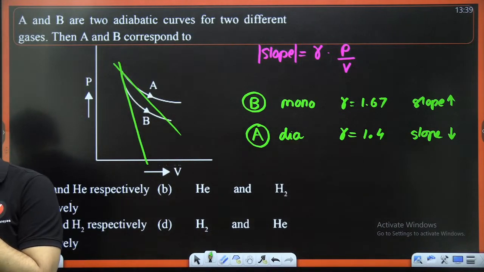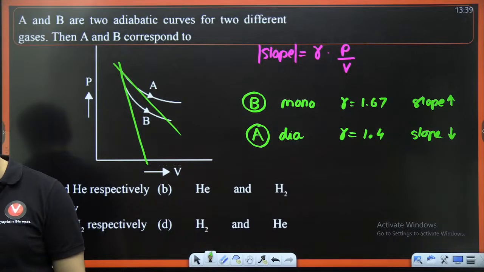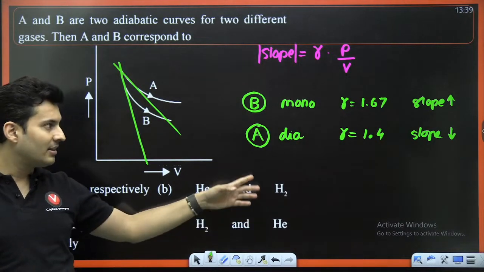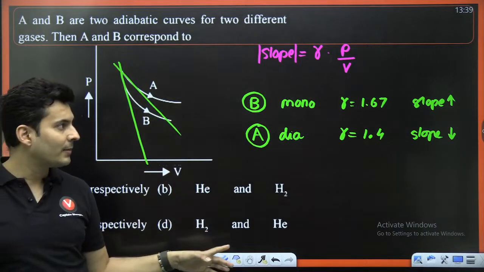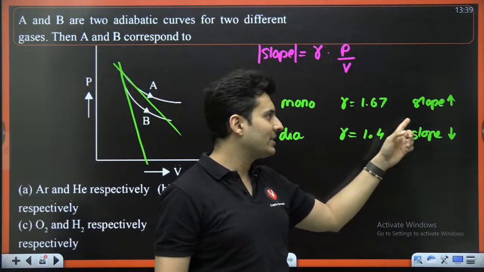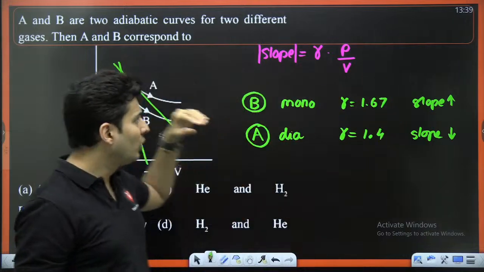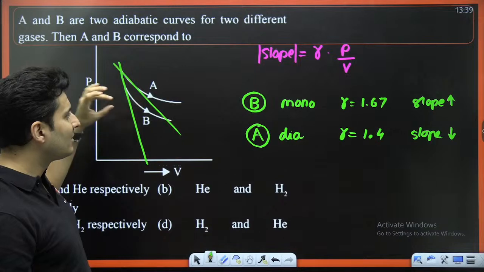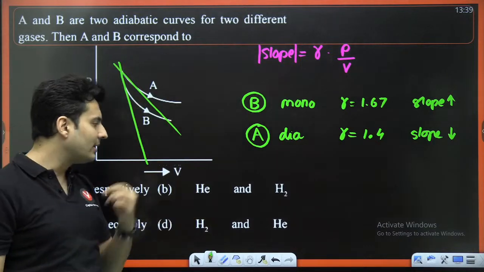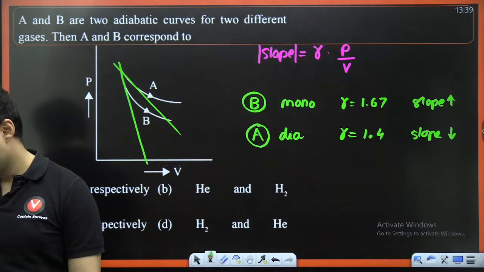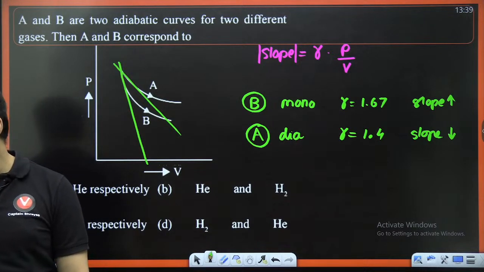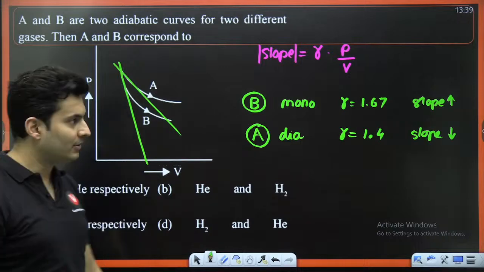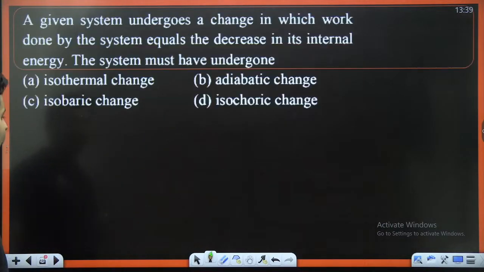It is not D. Be careful. Many students make a mistake in this question. It is IIT Bombay. B is the answer. Check it again carefully. For mono, it is 1.67, so the slope is higher for B. So B is monoatomic, and mono is helium. Many students write a wrong answer for this. Be careful. Okay? Let's go to the next one.